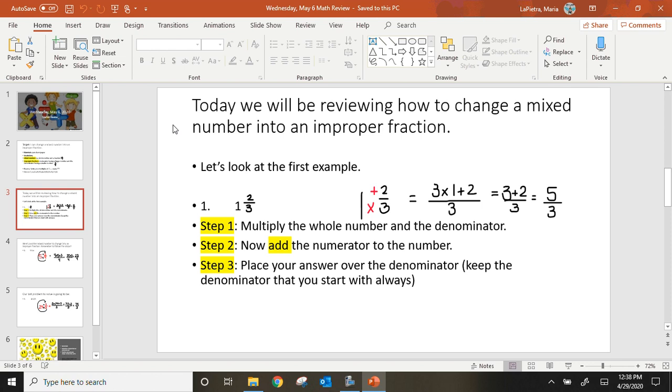You always keep the denominator that you start with. As you can see here, in 1 and 2/3, this 3 is carried through all of these steps as I wrote them out for you. 5 over 3 is your answer.